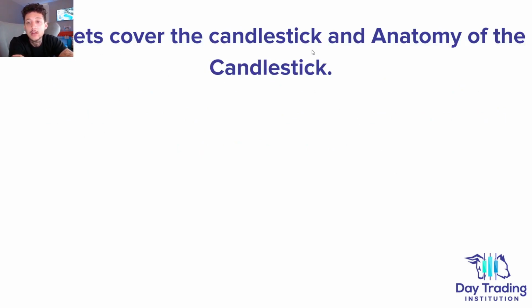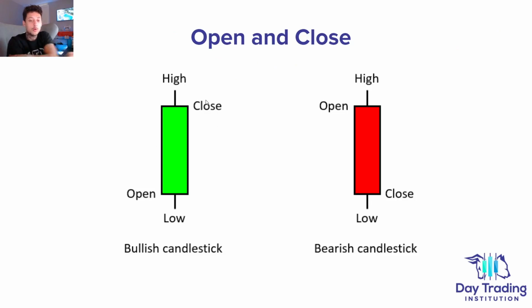Now, let's cover the anatomy of the candlestick. When we talk about candlesticks, we need to understand a few things. We're going to have two types of candlesticks: a bullish candlestick and a bearish candlestick. A bullish candlestick means that there is buying volume. This is a buyer's candlestick. A bearish candlestick means that there is selling volume, and this is a seller's candlestick.